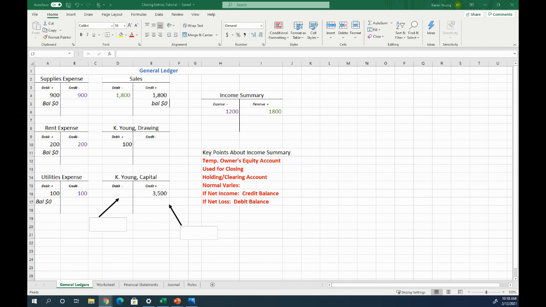Okay, so income summary now has a balance. The normal balance, because there was a net income, we've determined the normal balance of this account is credit. So we have an $1,800 credit and a $1,200 debit. The balance of this account is $600. Now, this number should seem kind of familiar to you. You're like, wait a minute, I think I've seen this before. Where have you seen this before?